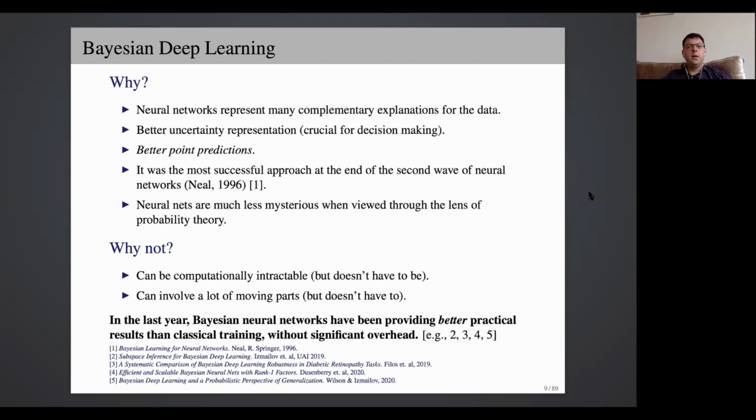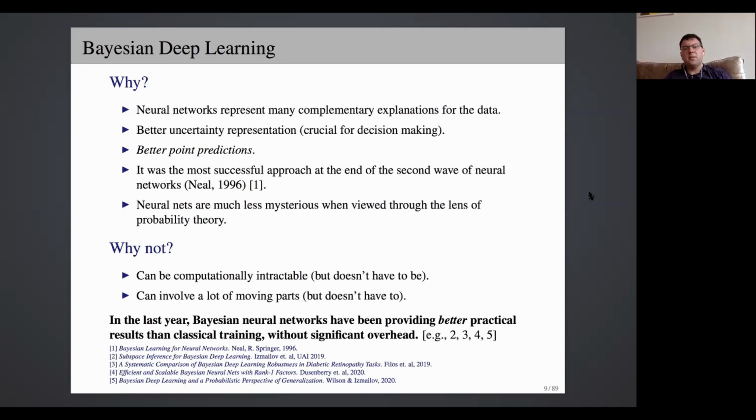And so there are many reasons to be excited about Bayesian methods in deep learning. As we've just discussed, neural nets can represent many complementary explanations for the data. We can get better uncertainty representation through representing what's called epistemic uncertainty, which is, for instance, uncertainty over our parameters, distributions over parameters. We'll talk about that in more detail later, which is crucial for decision making. If we want to make a decision, it's helpful not just to have a point prediction, but to have a whole distribution over what the predictions could be and how probable they are a posteriori.